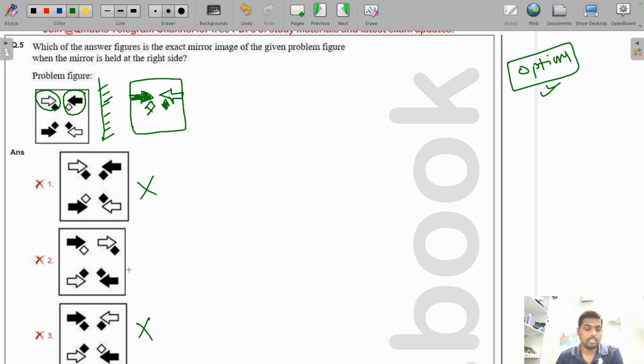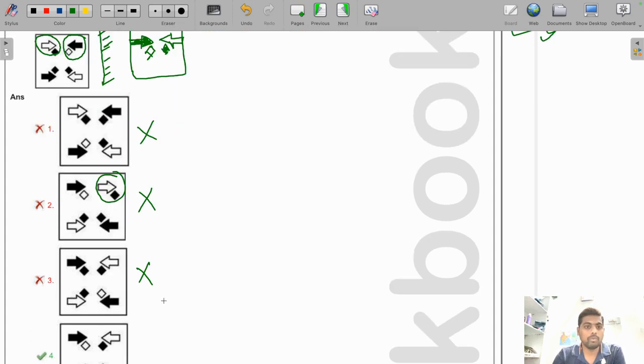So if you see the options, in this option it is showing the right direction, so this will be eliminated. So the only option we are left with is this one.